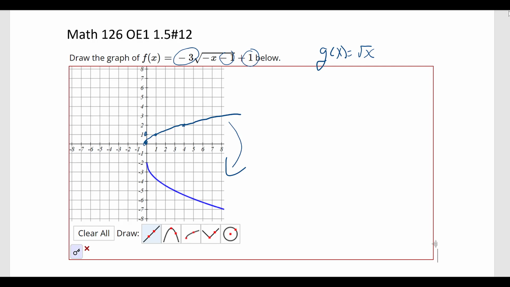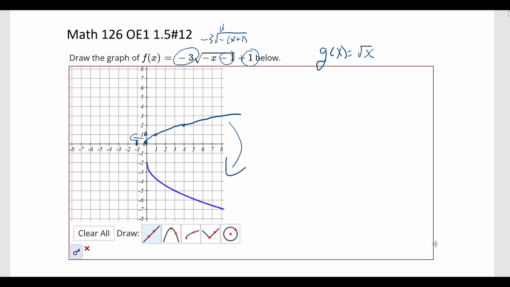It helps rewrite this. Think of this as negative 3 times the square root of negative of x plus 1. So the plus 1 with the x, before anything else is applied, shifts it to the left by 1. And then this negative here is going to flip it across the x-axis. So start putting this together, and then the 3 is going to stretch it vertically.